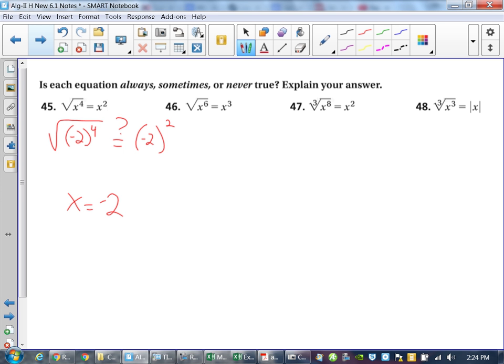Now, think about it in terms of the way that you're using your order of operations. If you're using your order of operations, you should be okay. Now, when you go to your odd stuff, if I do the same thing here with the square root of negative 2 to the 6th, will that always equal negative 2 cubed?